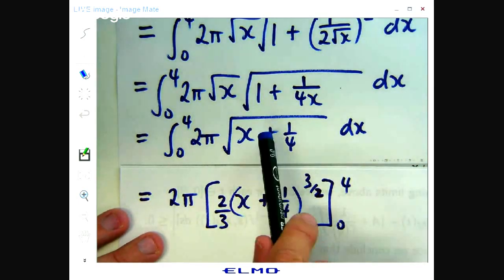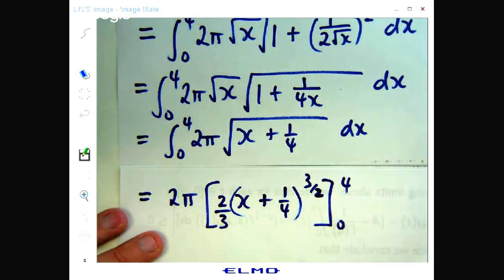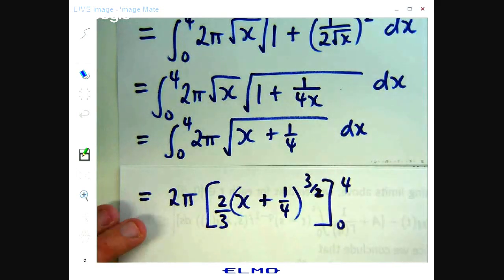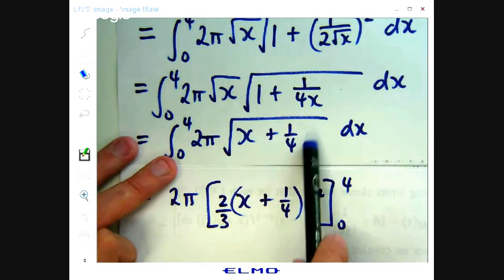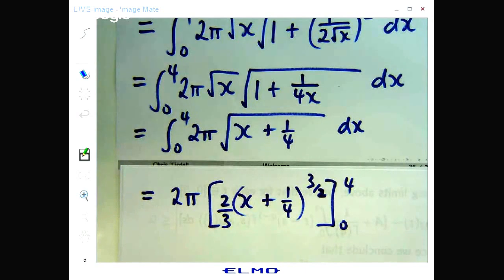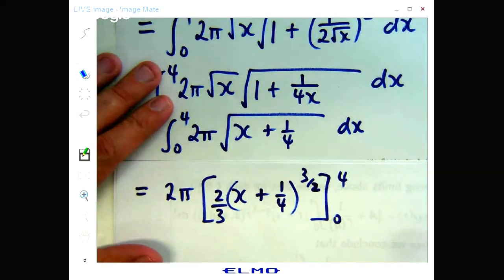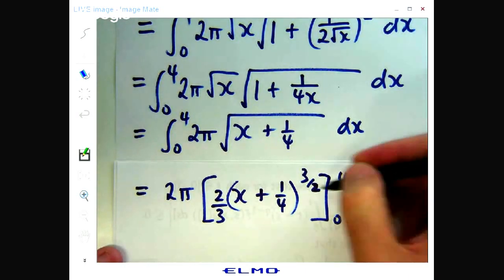Now, if you're not sure how I went from here to here, what you can do is, if you really want to, you can use a u substitution. Let u equal x plus 1/4. Okay, but you really shouldn't have to do that. Okay, so now the last thing is to put in the numbers, right?